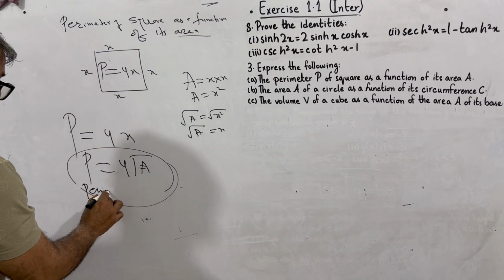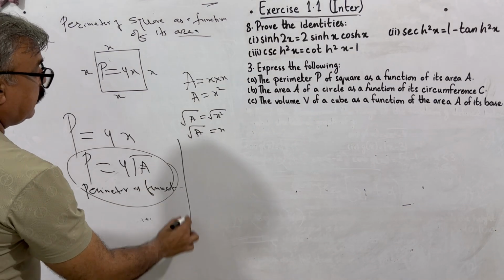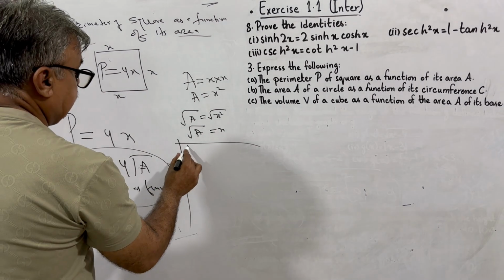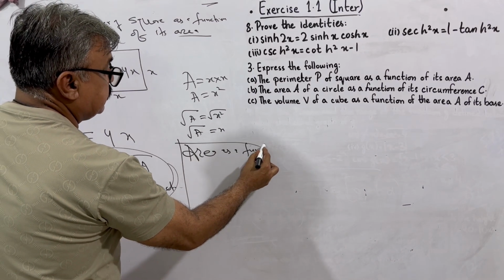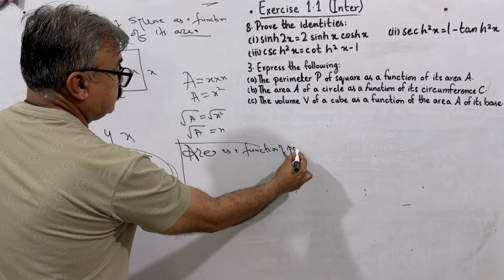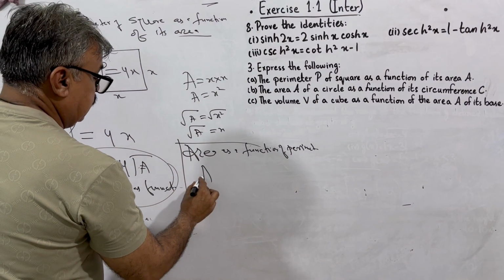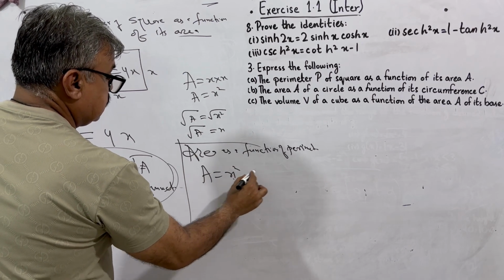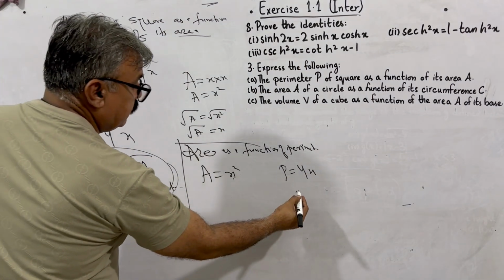However, it is not mentioned, but I can express area as a function of perimeter. Here a is equal to x square, and perimeter is 4 times x. Find the value of x from here.